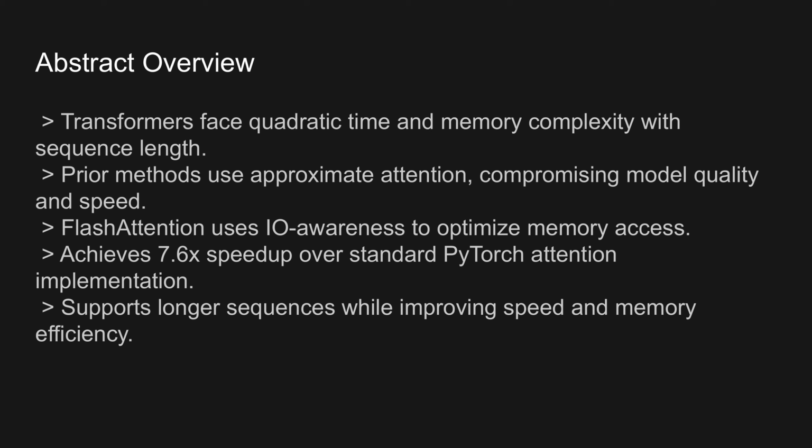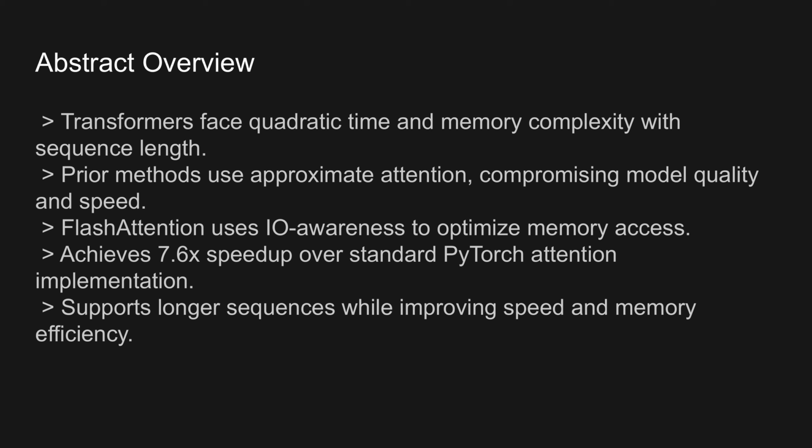All right, let's look at the abstract of the paper titled FlashAttention: Fast and Memory-Efficient Exact Attention with I/O Awareness. It begins by highlighting a major challenge with transformer models. Their time and memory complexity increases quadratically with sequence length, which makes them slow and memory-intensive when processing long sequences. I see. So the focus is on making transformers faster and less memory demanding, right? But how have previous methods tried to solve this issue?